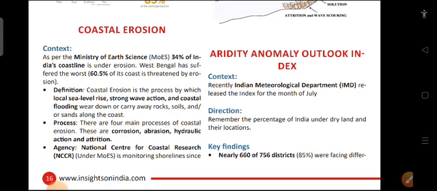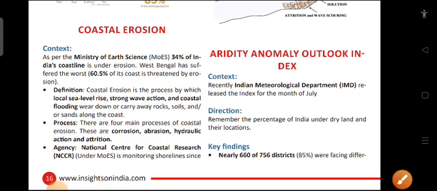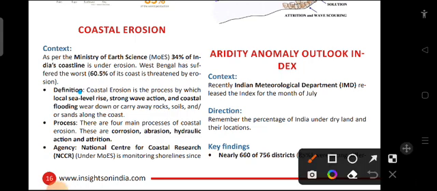Now, what's the definition of coastal erosion? Coastal erosion is a process by which local sea level rise, strong wave action, and coastal flooding wear down or carry away rocks, soils, and/or sands along the coast. So coastal erosion is nothing but the coastline being eroded because of sea level rise, strong wave action or flooding.